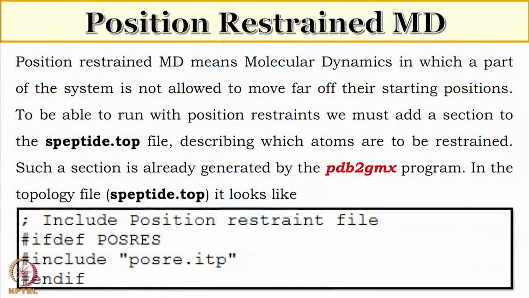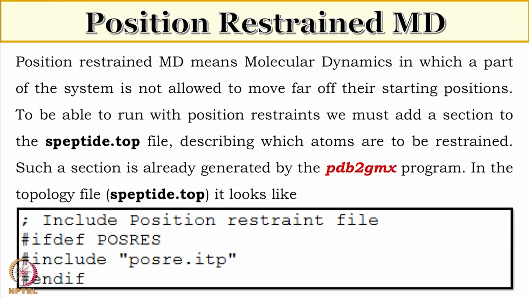So we just have to add 3 lines there, that is the position restraint .itp file. We just have to add this position restraint itp file in the s-peptide.top file. So in this file, all the atoms of the peptide which have to be kept fixed are given there? Yeah, the peptide has to be kept fixed, and we will allow the water molecules to move. Are you fixing all the atoms of the peptide or some of them? All the atoms of the peptide.